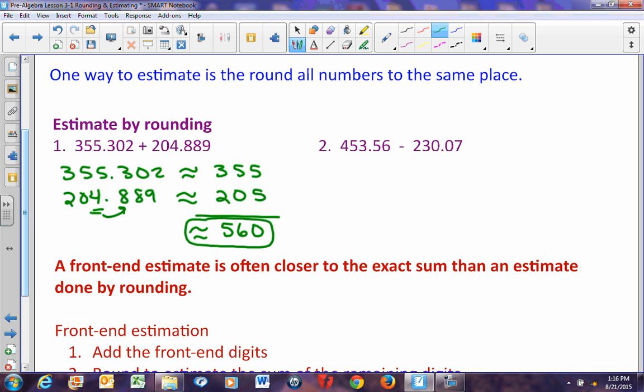I'm going to round this to the nearest 10. So I'm going to round it to the tens position, which means 453.56 would round to 450, and 230.07 rounds to 230. 450 minus 230 is 20. Approximately 20.